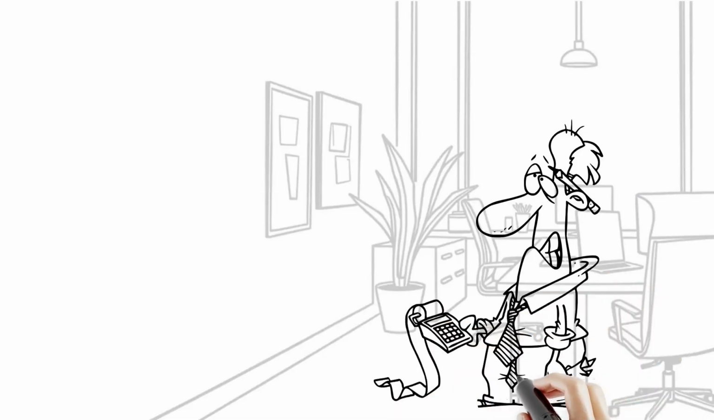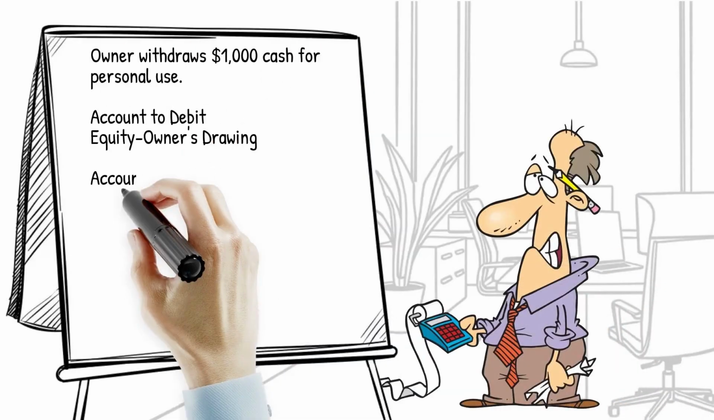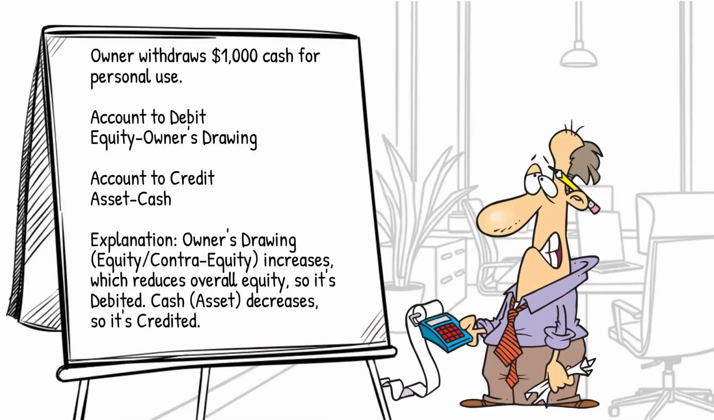Owner withdraws $1,000 cash for personal use. Account to debit: equity, owner's drawing. Account to credit: asset, cash. Explanation: owner's drawing, a contra equity account, increases, which reduces overall equity, so it's debited. Cash asset decreases, so it's credited.